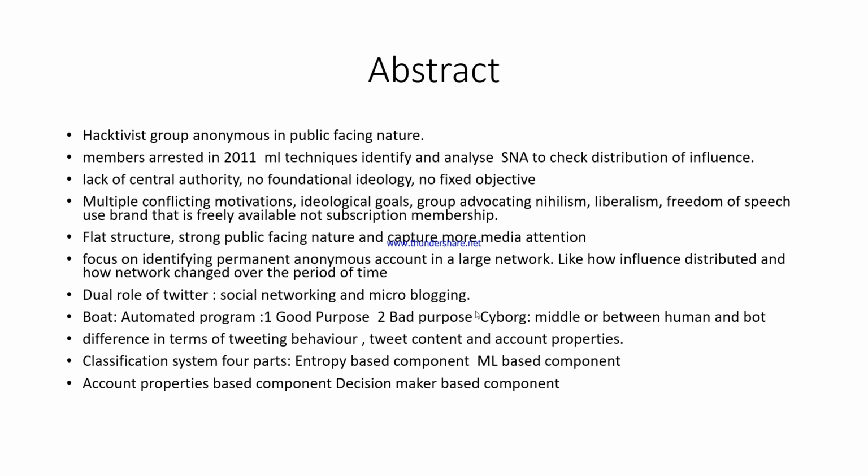First is the entropy-based component, whose main intention is to find automation in the network. The ML-based component is used for finding spam in the networks. The account-property-based component is used basically to find out the account properties, and the decision maker combines all of the features from the three components and decides whether the user is a human, bot, or cyborg.